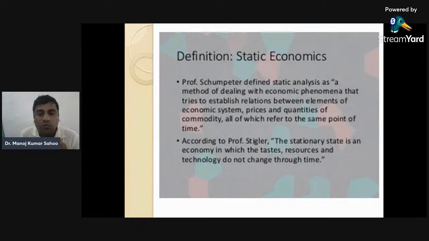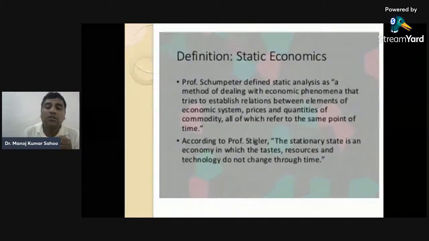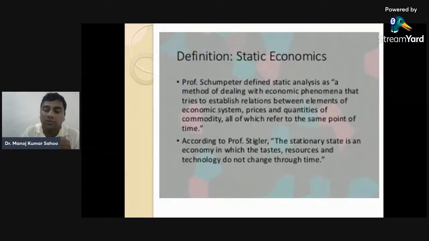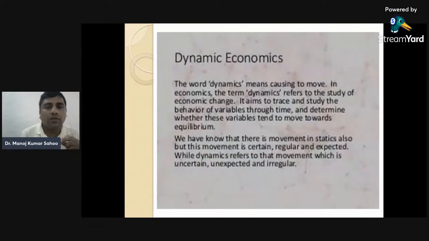According to Professor Stigler, the stationary state is an economy in which the tastes, the resources, and the technology do not change throughout time. So it talks about the whole year, the whole time. It's a continuous thing. Okay. So that is static economics.